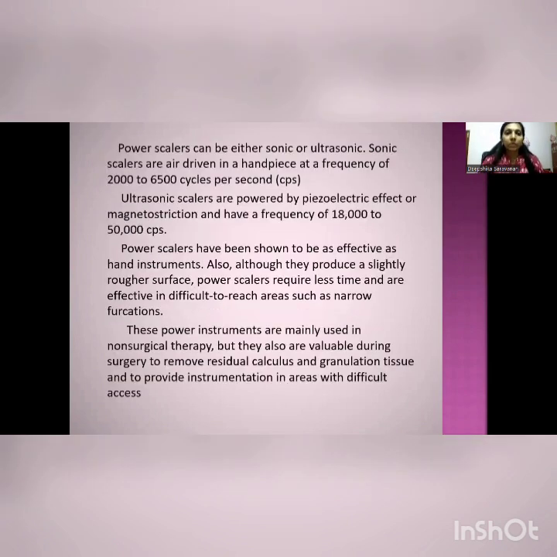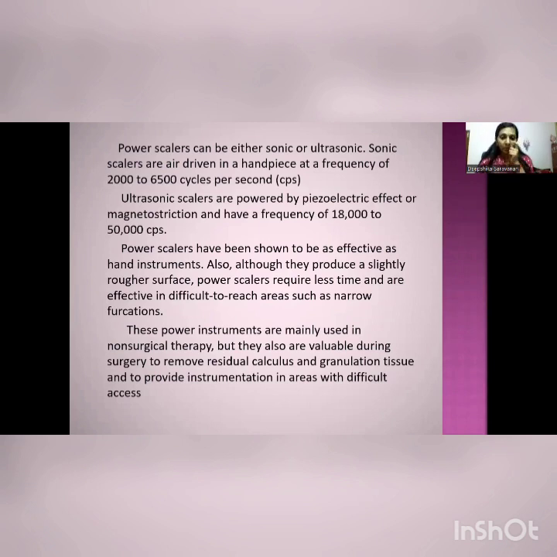So the power scale, a sonic usually frequency of 2000 to 6500 cycles per second. Whereas ultrasonic piezoelectric magnetostrictive requires 18,000 to 45,000 cycles per second. So they have been shown to be as effective as hand instruments. Slightly rougher surface, lesser time, effective for narrow areas where it's usually not reached by hand.